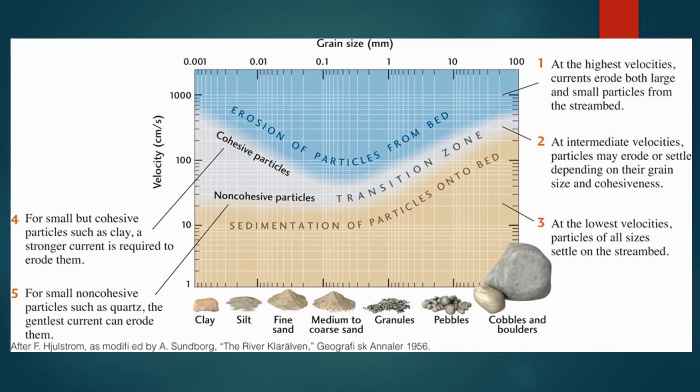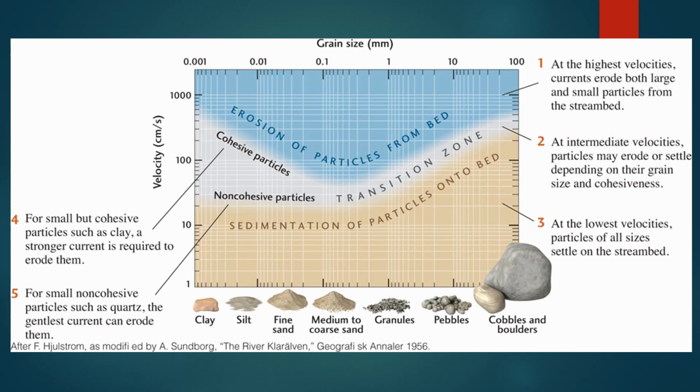So in reality, this diagram is telling us that if a river is flowing very fast, carrying all kinds of sediments, and starts to slow down, the first sediments deposited will be the boulders and the cobbles. As the velocity gradually decreases, more sediments such as pebbles, granules, and sand, and lastly silt and clay, are deposited.